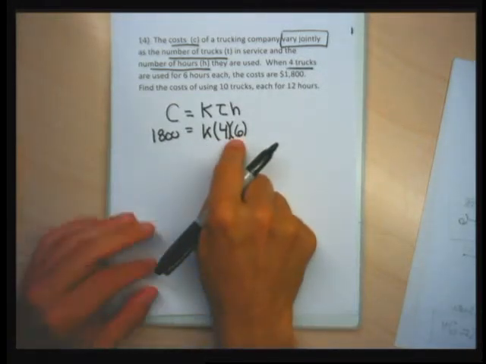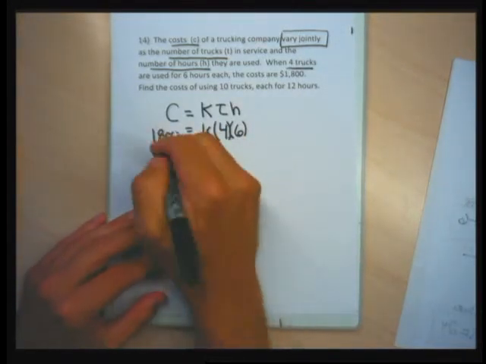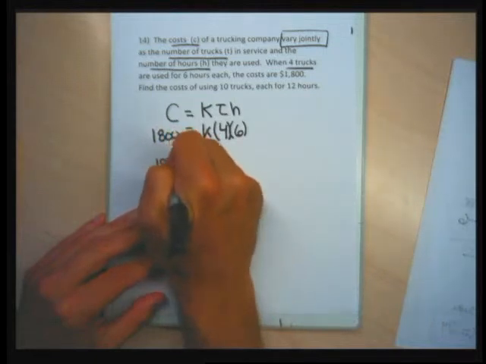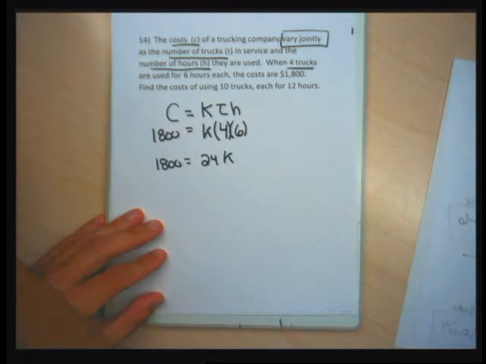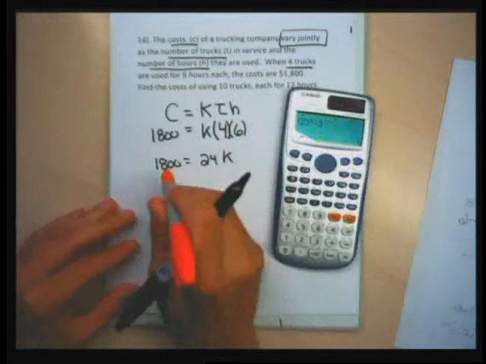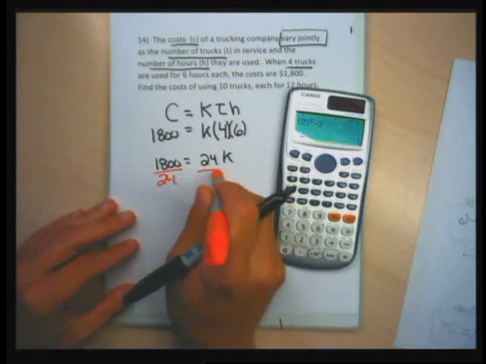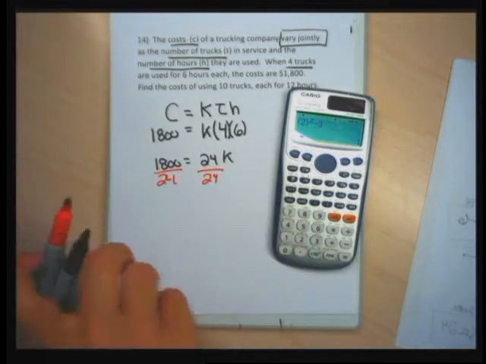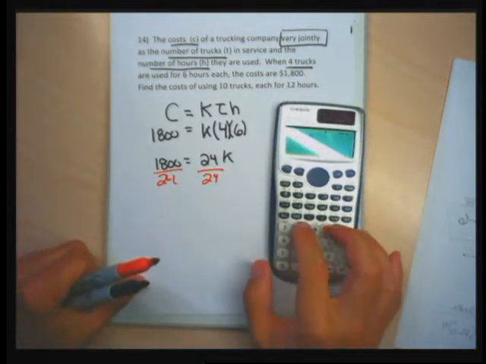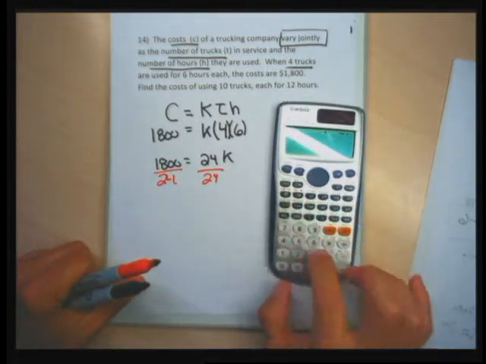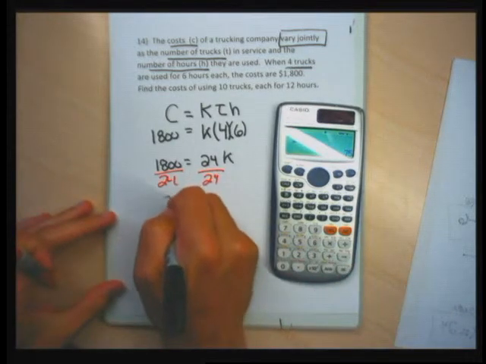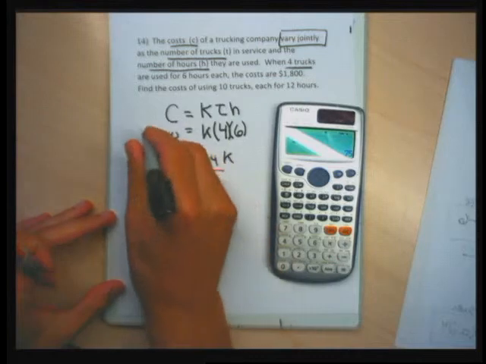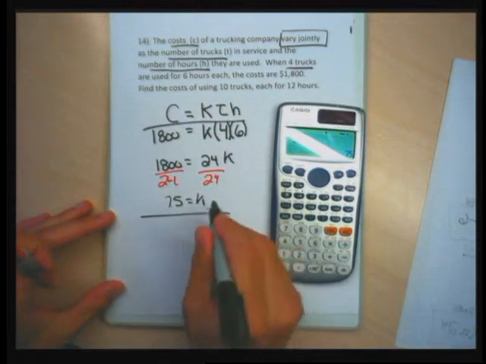On the right side, I'm going to multiply the 4 and the 6 and get 24. This gives me 1,800 equals 24k. And I'm going to divide both sides by 24. So I get 1,800 over 24 equals k, which is 75. I'm not done yet. I'm only finished with the second sentence. So I did first sentence, second sentence.